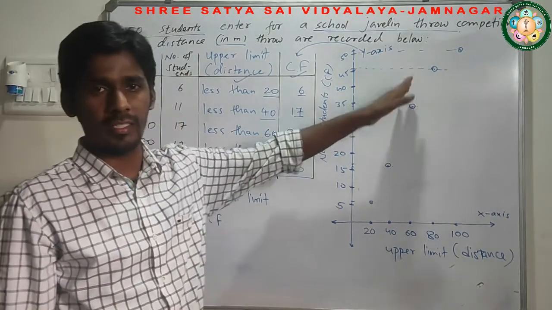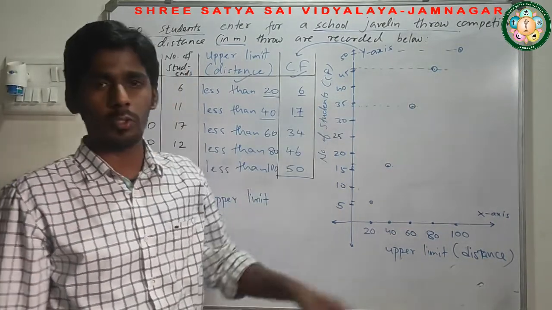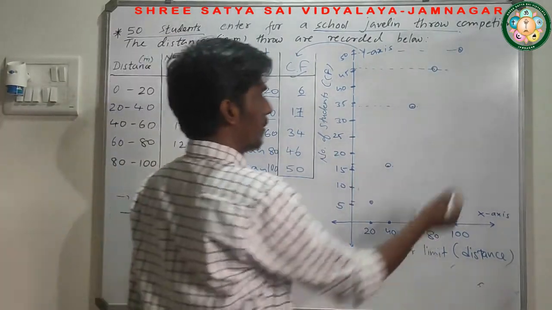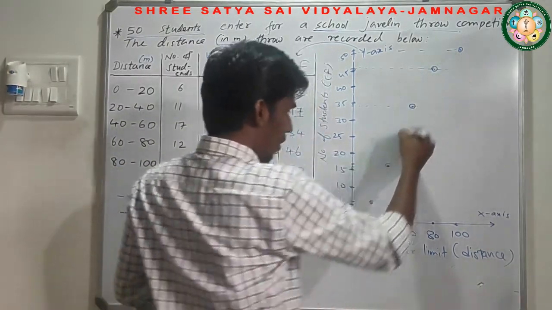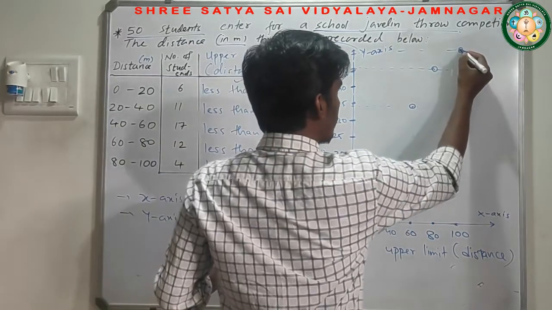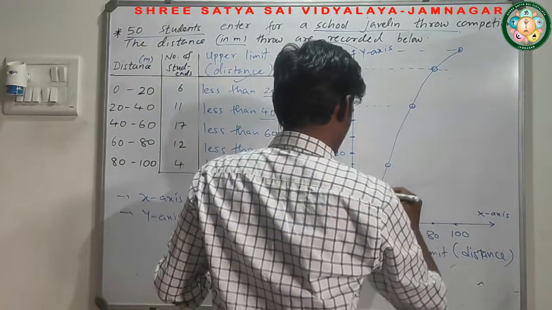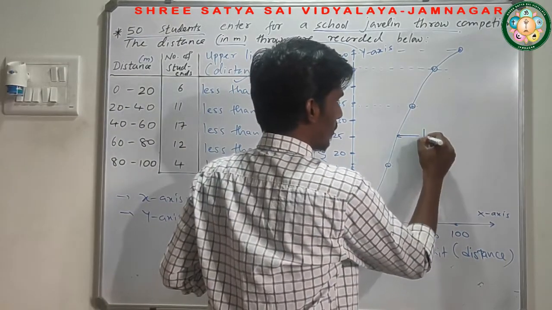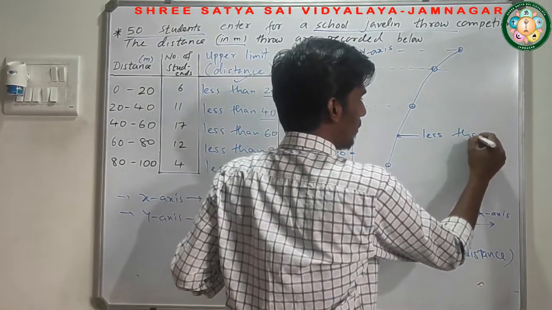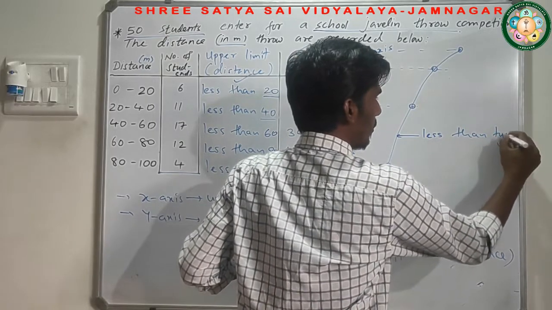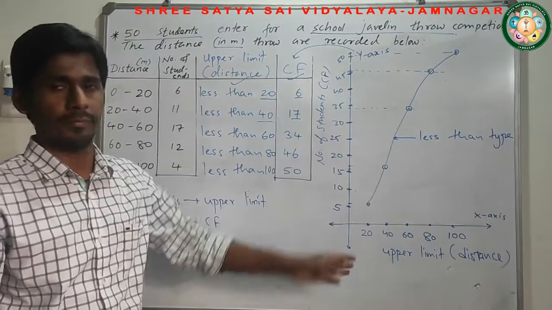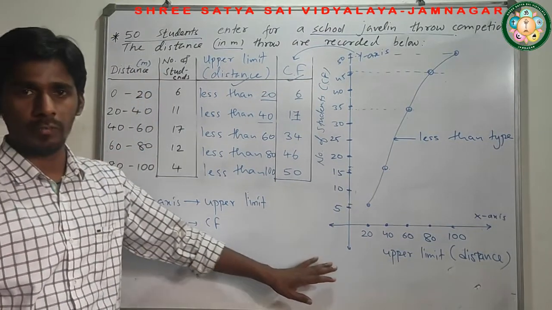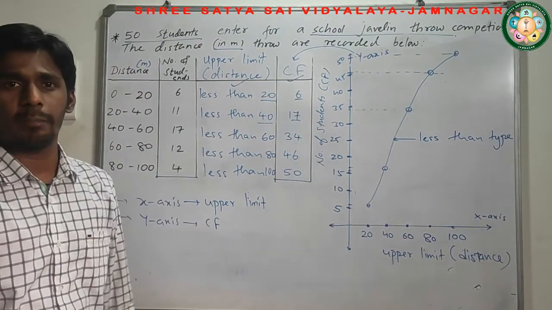For an Ogive, less than type or more than type, we are not supposed to use a scale to draw the curve. Always you have to use freehand. So you can draw it like this. Join all the points together like this. So this is the less than type curve. Now this is the first part of the question, to find the less than type curve.